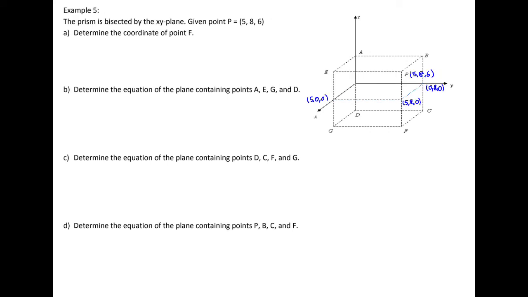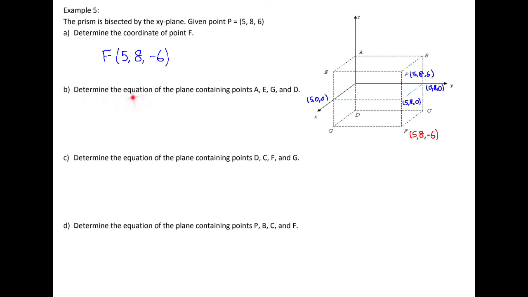Now, part A, we want to determine the coordinate for point F. So we know from this point to go to P is 6 units up. That means from this point to F will be 6 units down. So I know the point will be 5, 8, and negative 6. So therefore, we say point F is 5, 8, and negative 6.